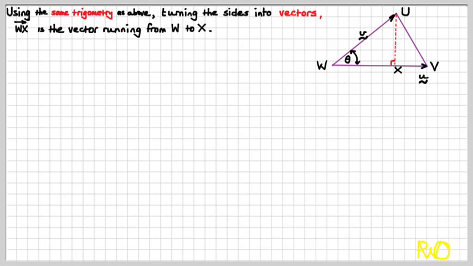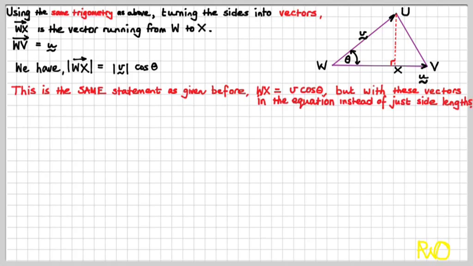So that's where we got to from the last screen. Basically we know that vector WV equals U. And the expression we had before was that the length of vector Wx is the length of vector V times cos theta. As I said, this is the same statement as given before, which was just Wx equals V cos theta before we did all the vectors. But this time we've got these vectors in the equation instead of just side lengths, all right?